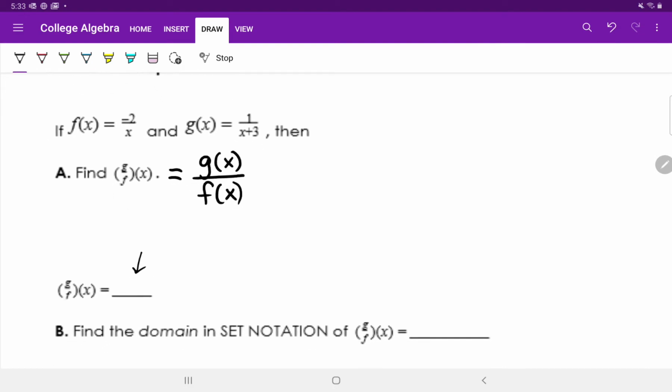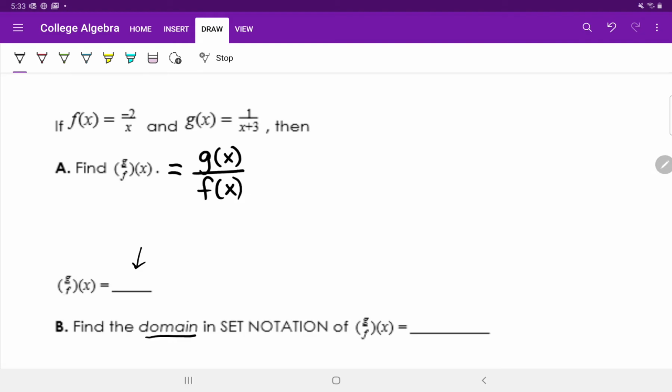But then they ask you in part B to find the domain. Now, I have a couple of things to say about that. First of all, when you first build your composite function here, it's going to look pretty wild. It's going to have like fractions inside of fractions, and you'll be able to simplify that. And the simplified version is what's going to go in your answer here. So we'll say this is simplified.